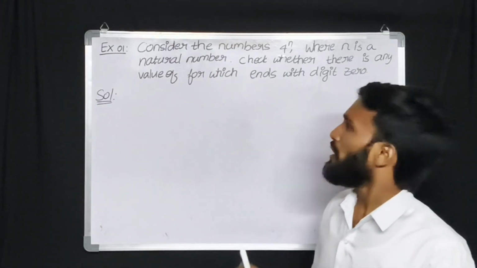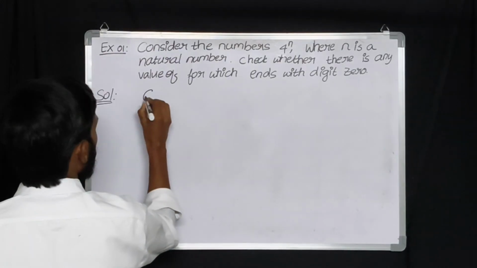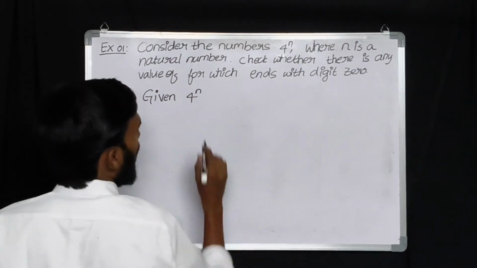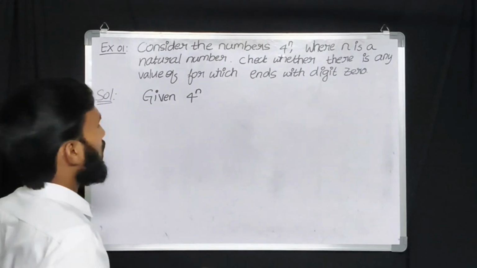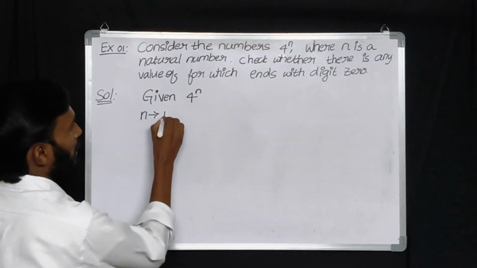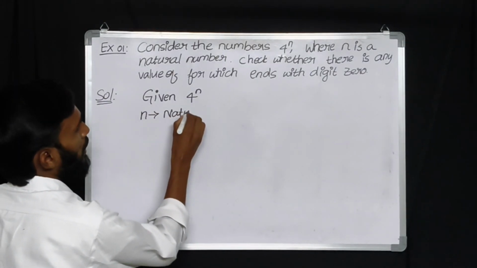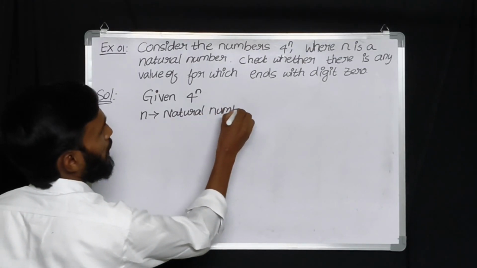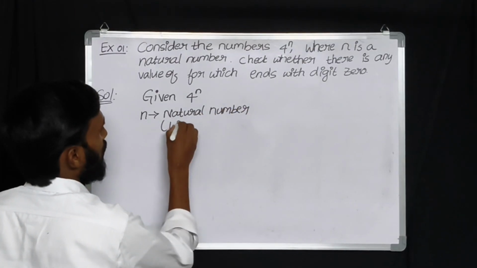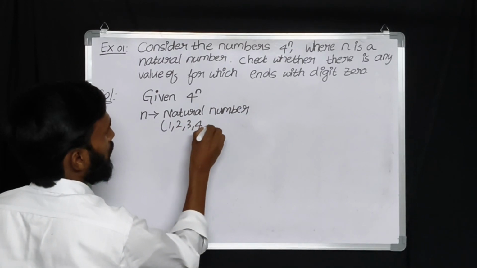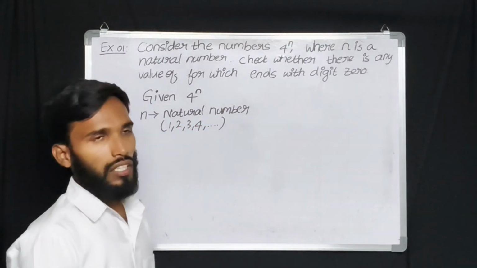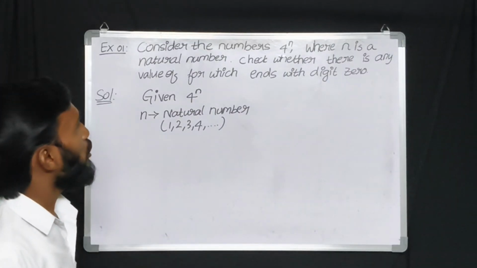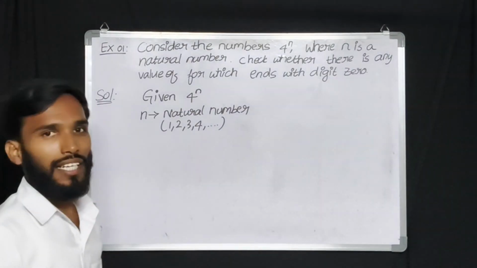What is the given number? 4n, right? Given 4n, where n is a what number? n is a natural number. As you all know, the natural numbers are nothing but the counting numbers 1, 2, 3, 4 and so on. Next, check whether there is any value for which 4n ends with digit 0.